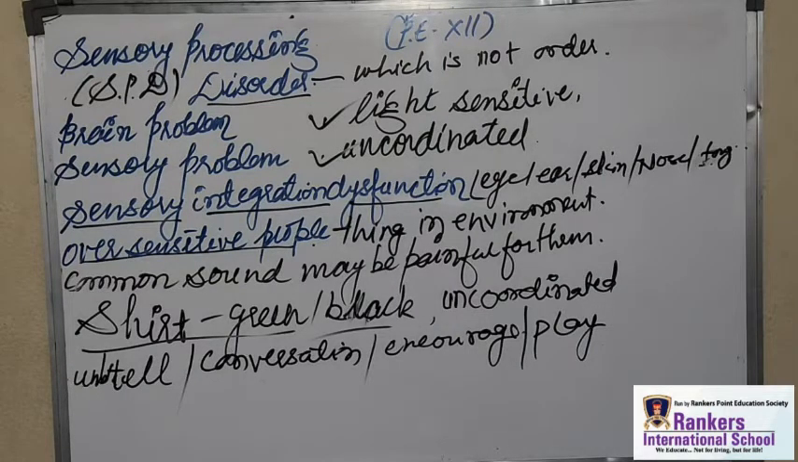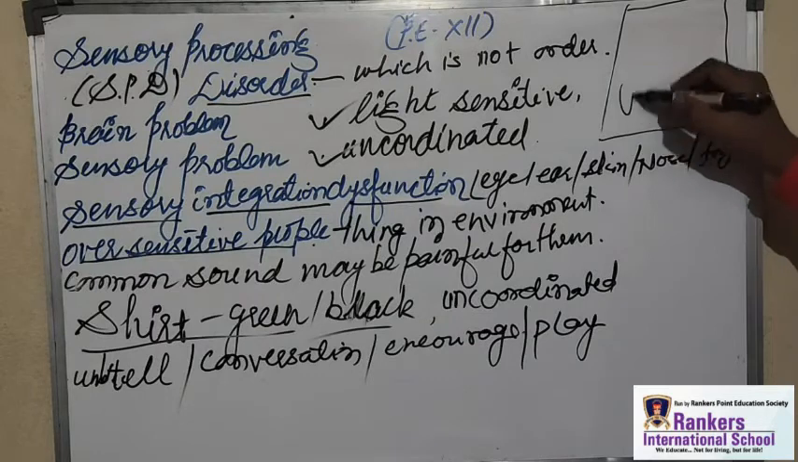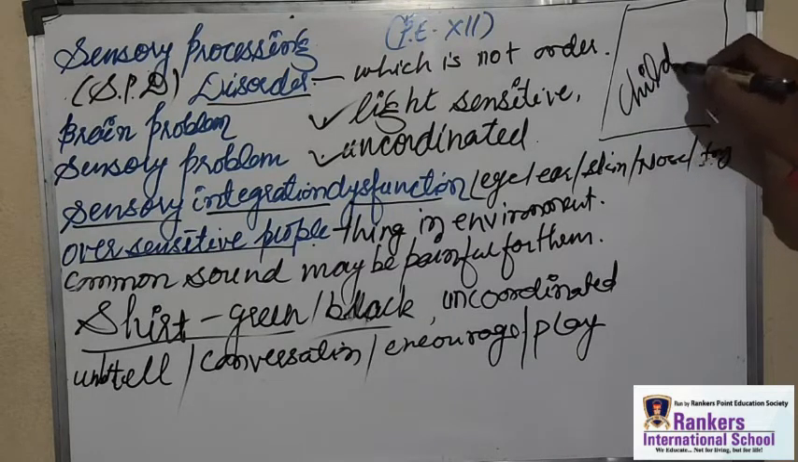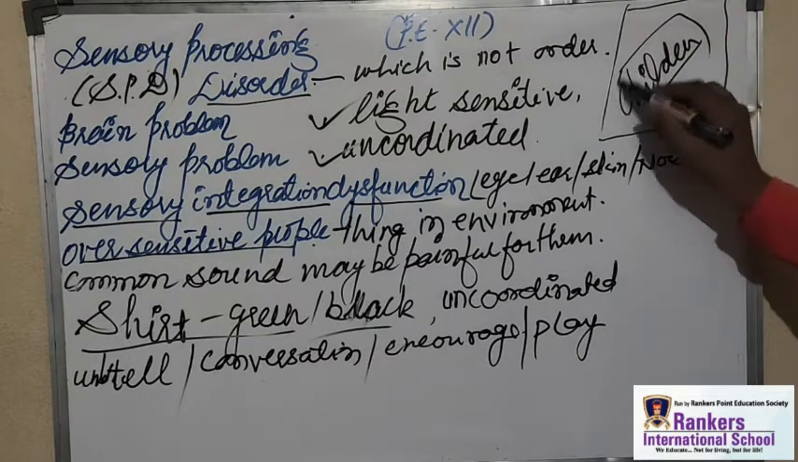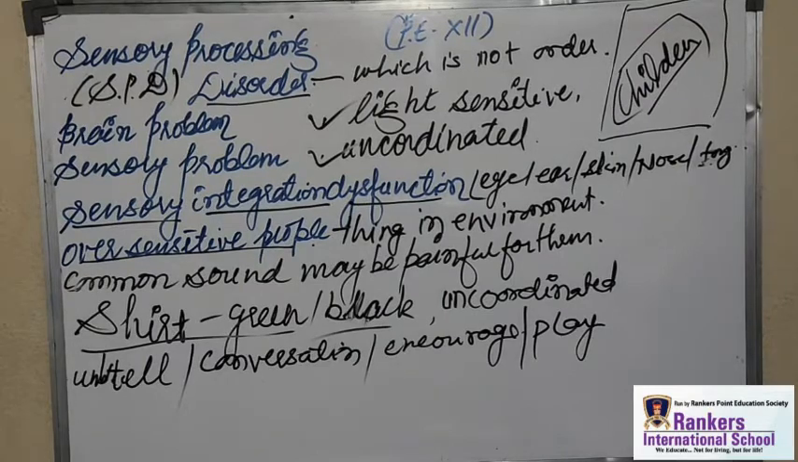Sensory processing problems are usually identified in childhood. Where do we usually find it? We usually find it in children, right, dear students? But adults are also affected. Sensory processing problems are commonly seen in developmental conditions. If someone has sensory processing disorder, it may lead to problems like autism spectrum disorder or a group of developmental problems.